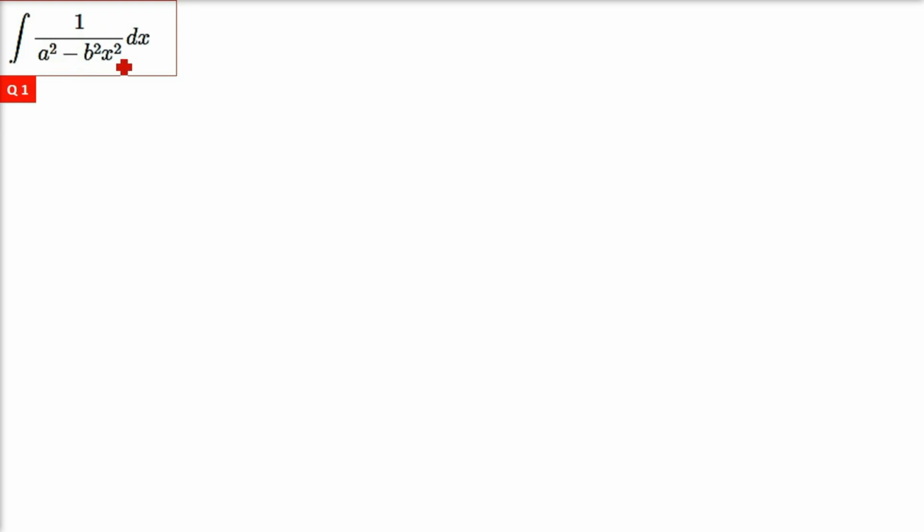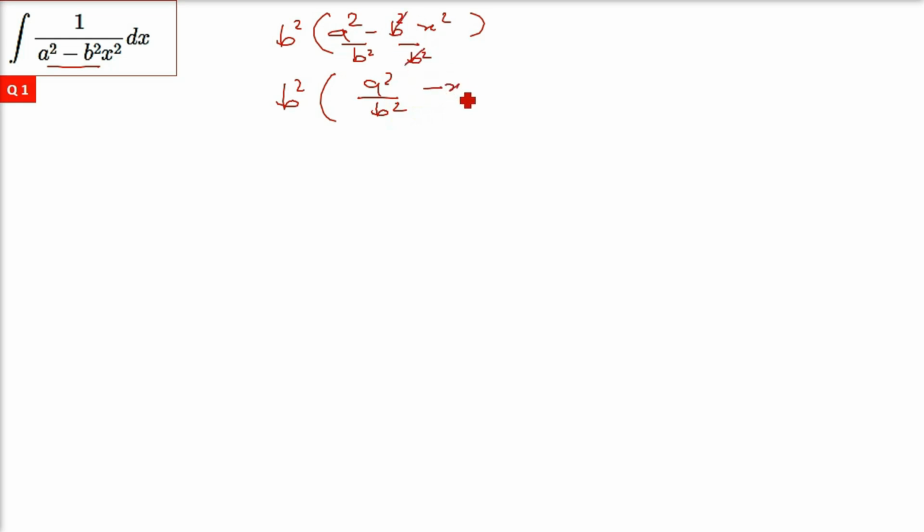1 by a square minus b square x square. So you want to make it as something like x square minus a square, x square plus a square, or under root x square minus a square, under root x square plus a square. So if we take b square common from this a square minus b square x square, that is b square will be divided with both the terms. The first term will be a square by b square, or a by b whole square. The second term will be x square only.